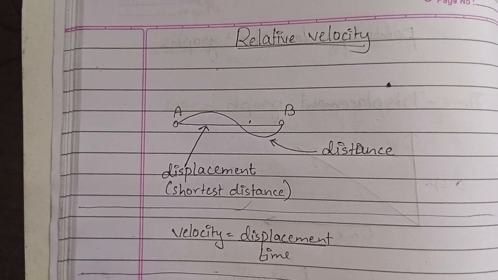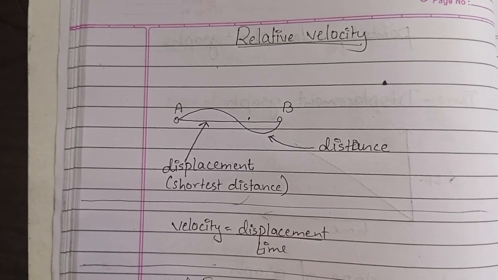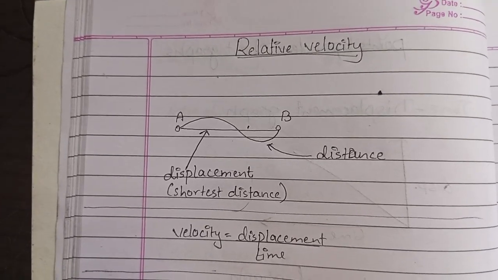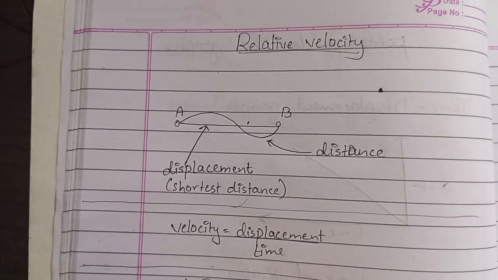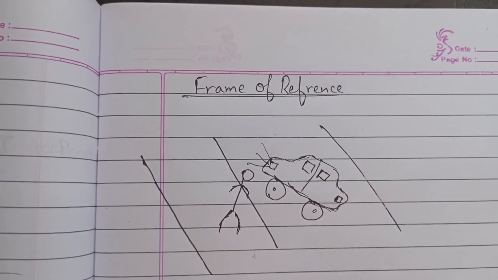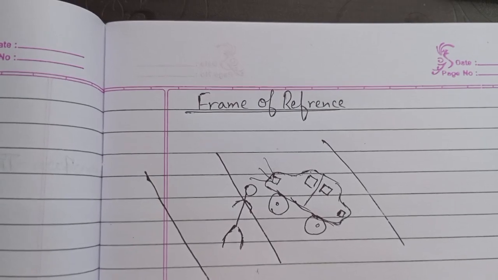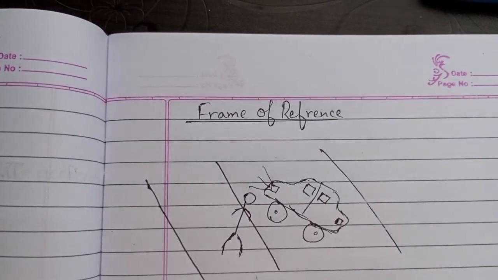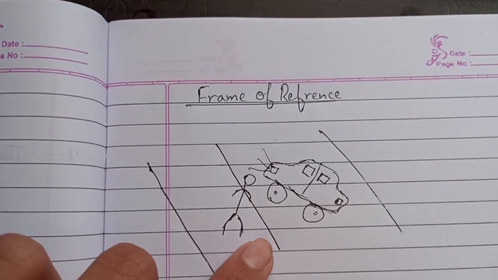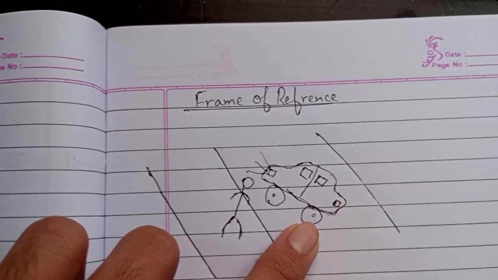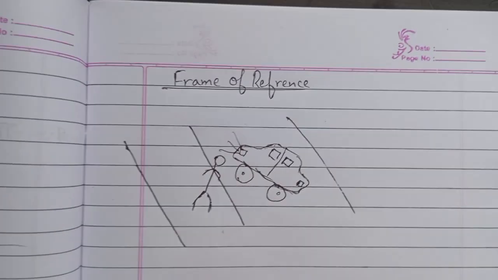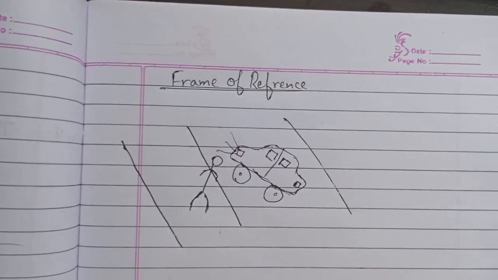Now let's learn about velocity. Like speed is the rate of change of distance, velocity is the rate of change of displacement. Its SI unit is meter per second. Now let's learn about frame of reference. A frame with respect to which an observer observes the position and motion of an object is known as a frame of reference. For example, if an observer observes the motion of a car while standing on Earth, then his frame of reference is Earth. This is just a rough diagram, so please do not mind it.